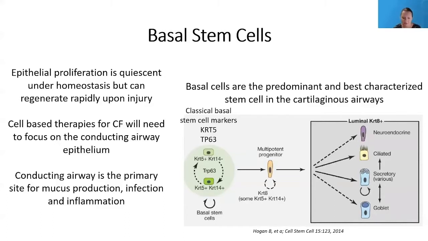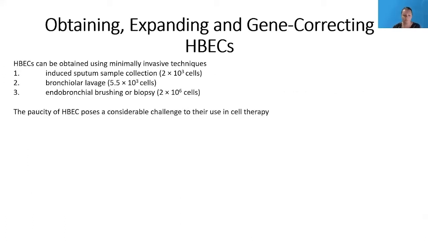And this is a diagram from work done by Brigid Hogan that highlights the classical markers of the basal stem cell, which are keratin 5, P63, and keratin 14. These cells are able to cycle and self-renew, and they're also able to differentiate and give rise to a multipotent progenitor, which increases its expression of keratin 8, designating a luminal or fate-committed basal cell capable of differentiating to neuroendocrine, ciliated, and secretory cells of the conducting airways.